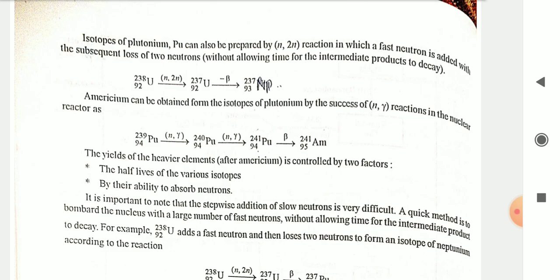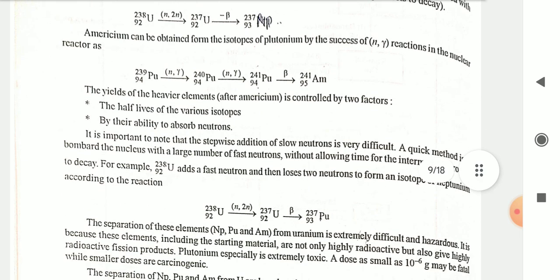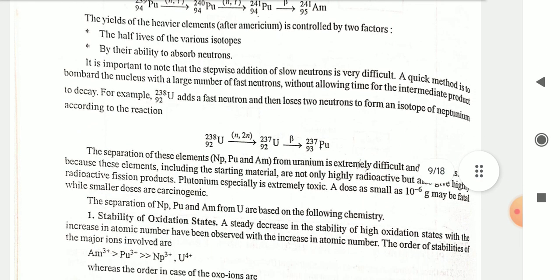A quick method is to bombard the nucleus with a large number of fast neutrons without leaving time for the intermediate product to decay. For example, uranium-238 absorbs a fast neutron and then loses two neutrons to form an isotope of neptunium according to the reaction U-238 (n,2n) gives U-237, beta gives Np-237.